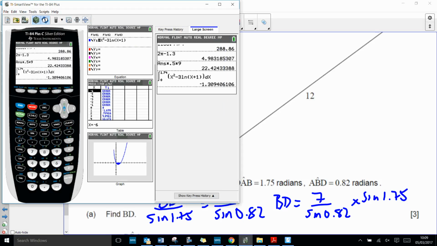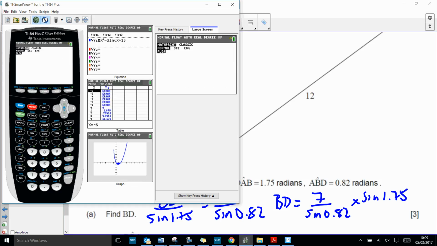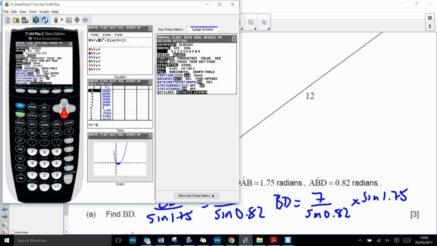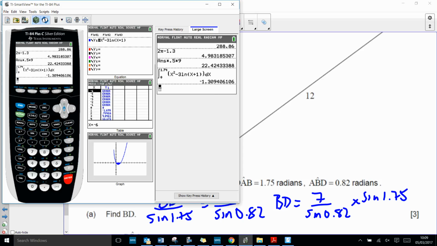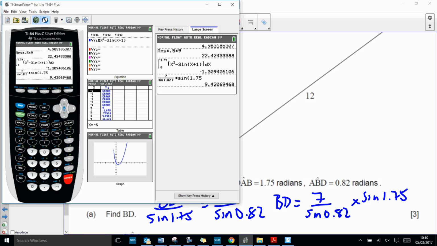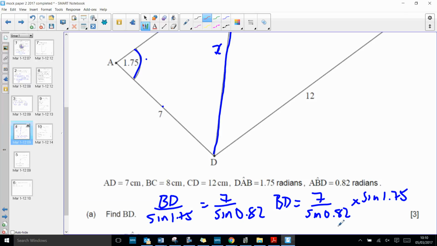So on the calculator, in the mode, we're going to change to radians, and then just stick it in. So BD equals 7 over sine 0.82 multiplied by sine 1.75, which gives us 9.42.